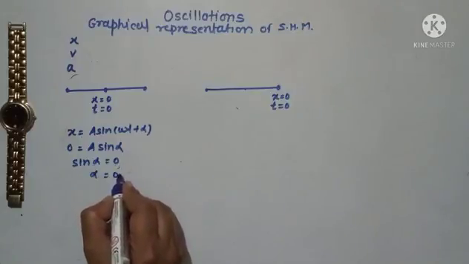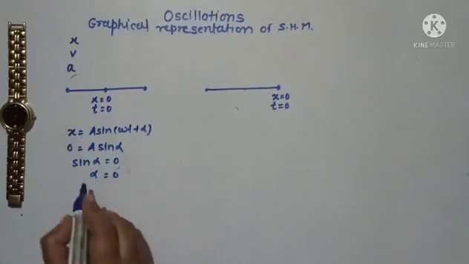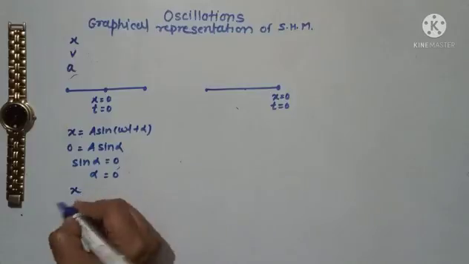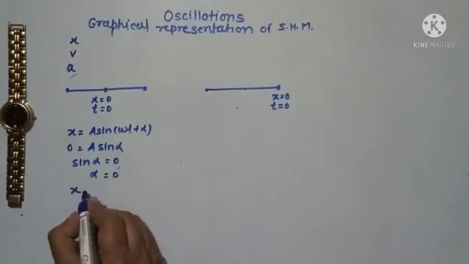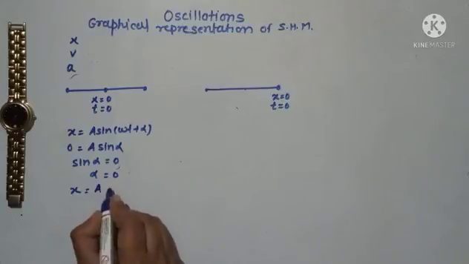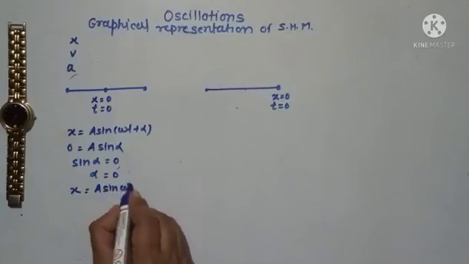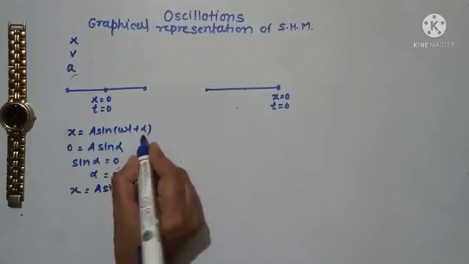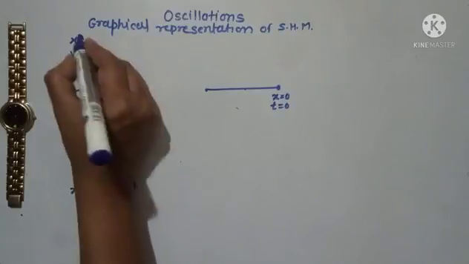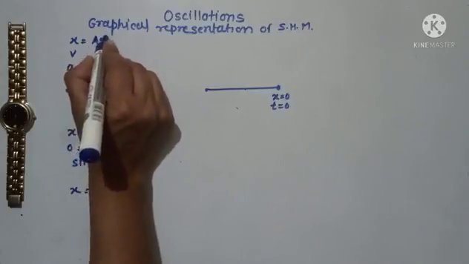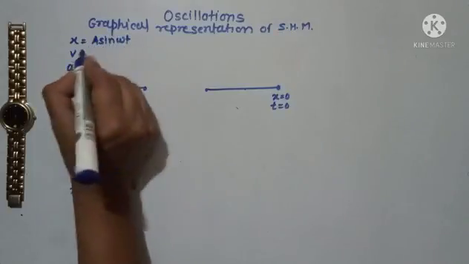Now if I put the value of this alpha into this equation, I am going to get the new equation for the displacement for the SHM which is starting from its mean position, which is x is equal to a sine omega t, as this alpha is equal to 0 at the initial position.